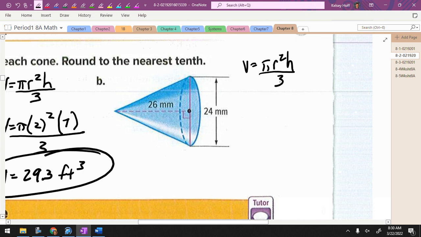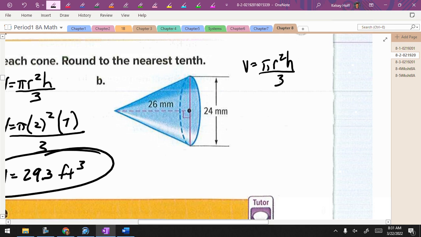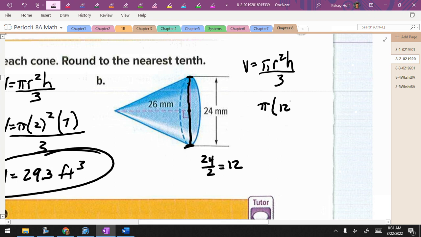Okay, then we got to fill in our information. What's my radius? 24. 24? Yeah. Are you sure? Yeah. Divided. We have to divide it. Why? Yeah, look at that pink line. Goes all the way across here. So this is actually my diameter. So I have to take 24 divided by 2 to get 12 is my radius. So pi 12 squared. What's my height? 26. Divided by 3.